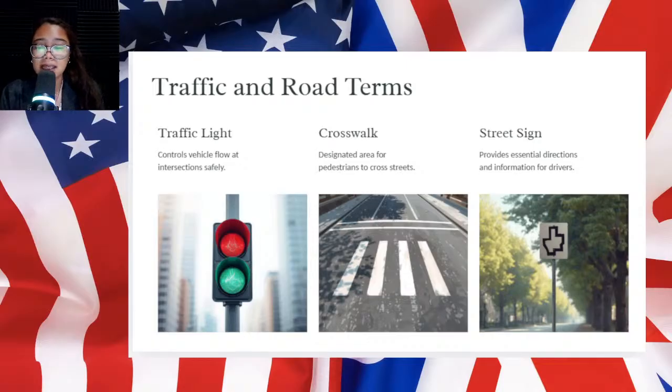In some big cities, traffic lights are connected to computers that coordinate the entire city's movement to reduce traffic jams. Okay? That is traffic light. Let's move on to the second vocabulary. Crosswalk. Again, crosswalk. The pedestrian safety bridge.